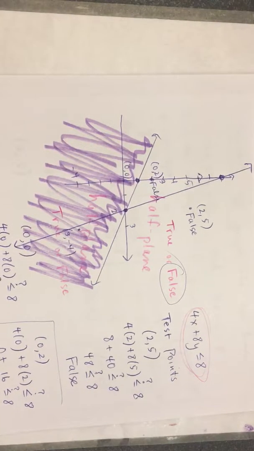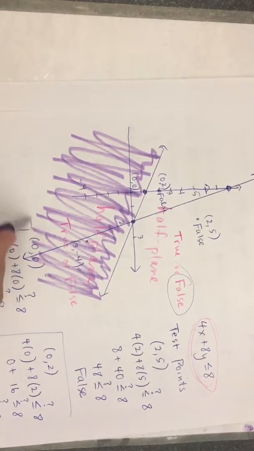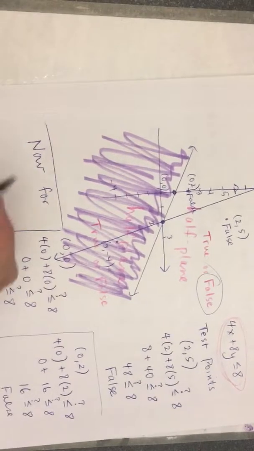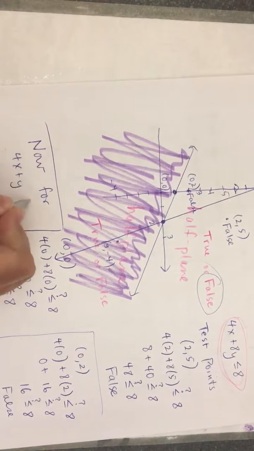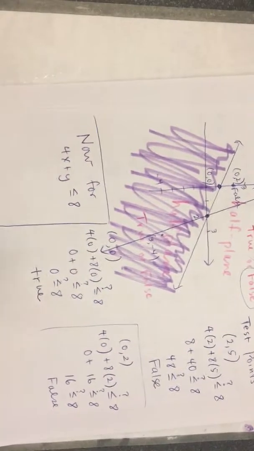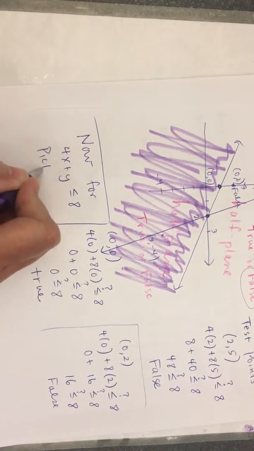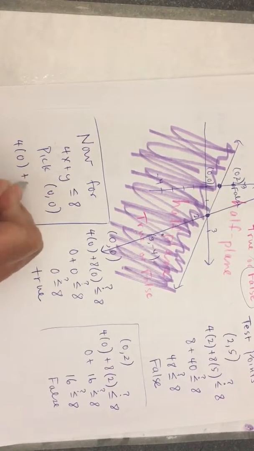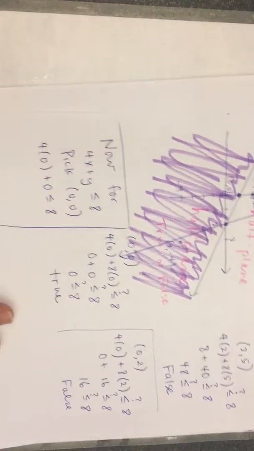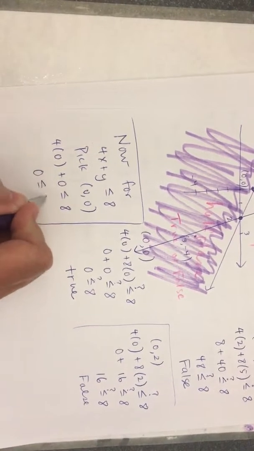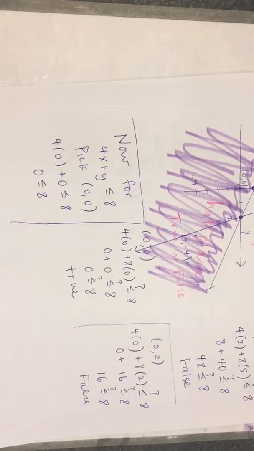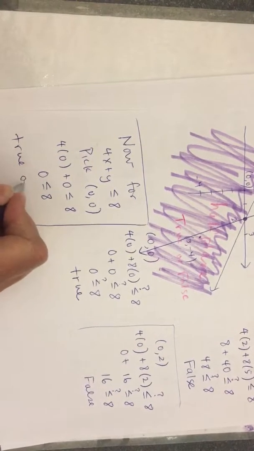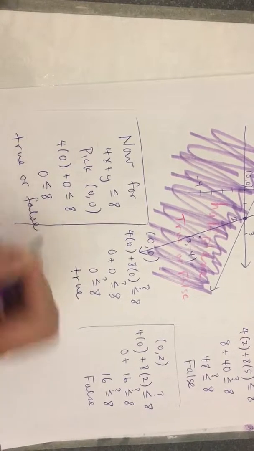Is it true or false? This is for the second inequality. So I'll write now for 4x plus y is less than or equal to 8. I'll pick (0, 0). 4 times 0 plus 0 is less than or equal to 8. 0's less than or equal to 8. Is that true or false? That's true. I'm going to write the words true or false.